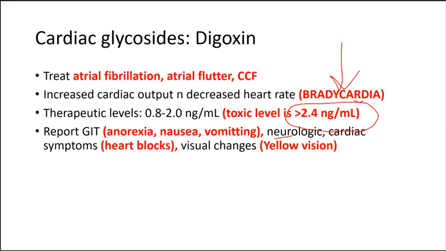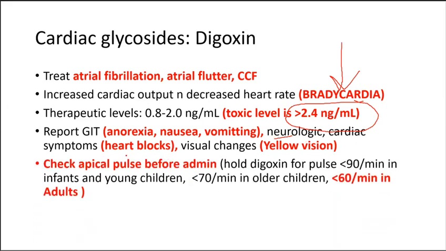And with digoxin, you must check the apical pulse. You must check your apical pulse before administering digoxin to your patient. So we want to hold digoxin if the pulse is less than 90 per minute in infants and young children, or if it's less than 70 per minute in older children, or if it's less than 60 in adults.